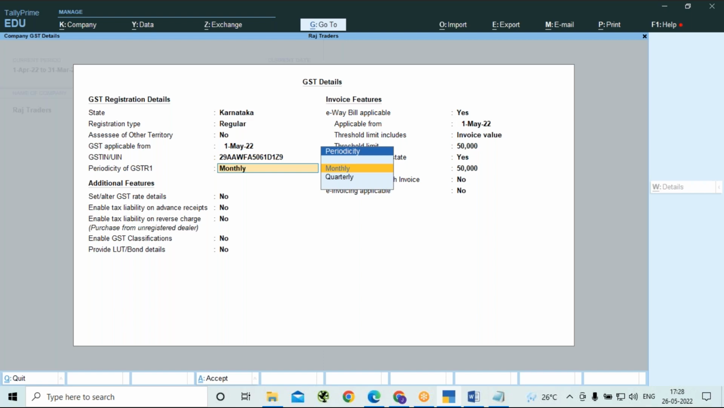You cannot enter the same GST number for all the parties. You should be very careful about that. Now that I have entered this number, I cannot enter the same GST number for another party at the time of creating party ledgers, because every dealer has their own unique identification number.